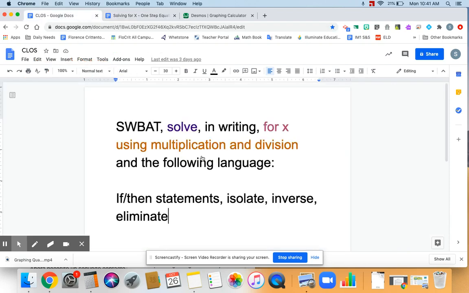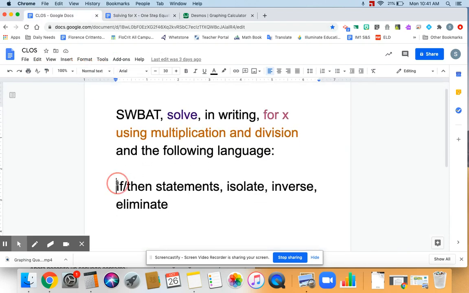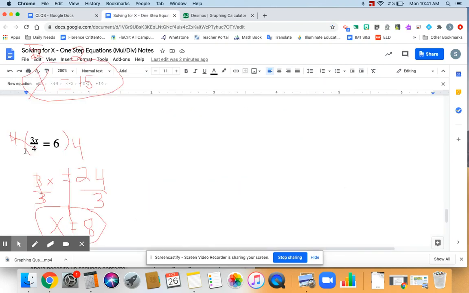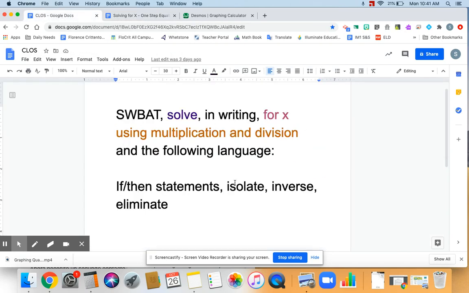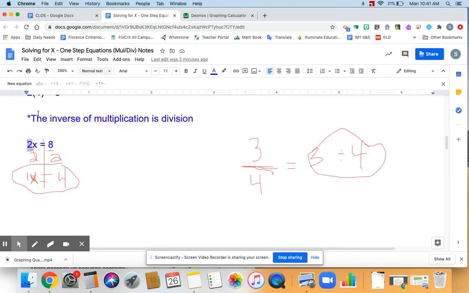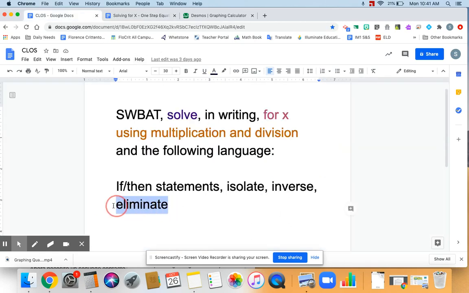So using the vocabulary from this lesson and if-then statements, here I'll give an example this time. You might say, if there is a number in front of x, then it is being multiplied to x. And if we are multiplying something to x, in order to eliminate it, you have to do the inverse, which is division. And therefore, once you do that, x will be isolated.